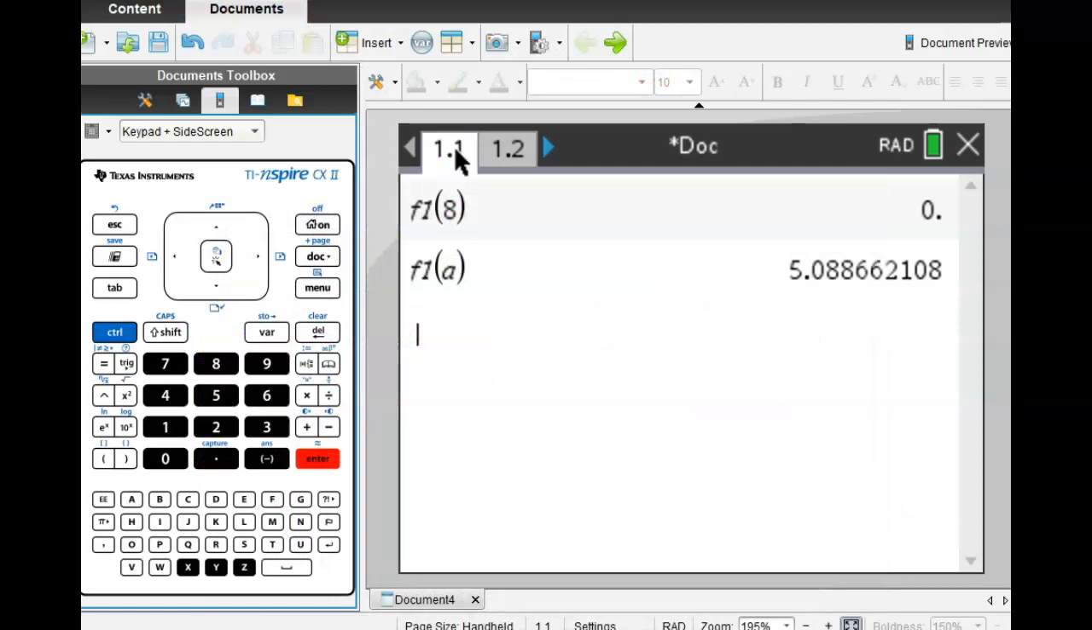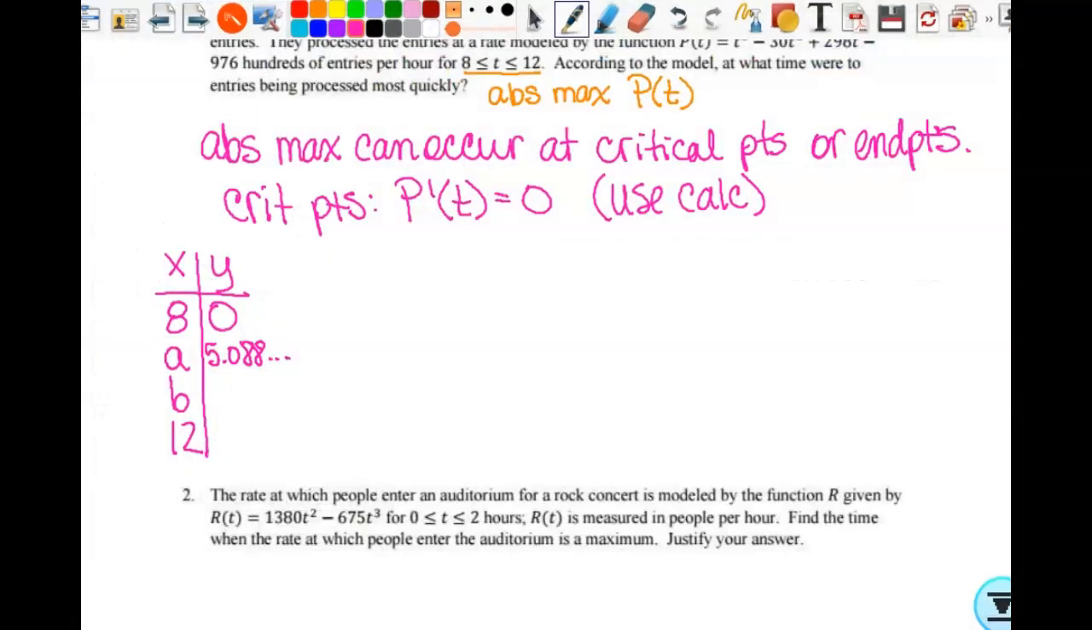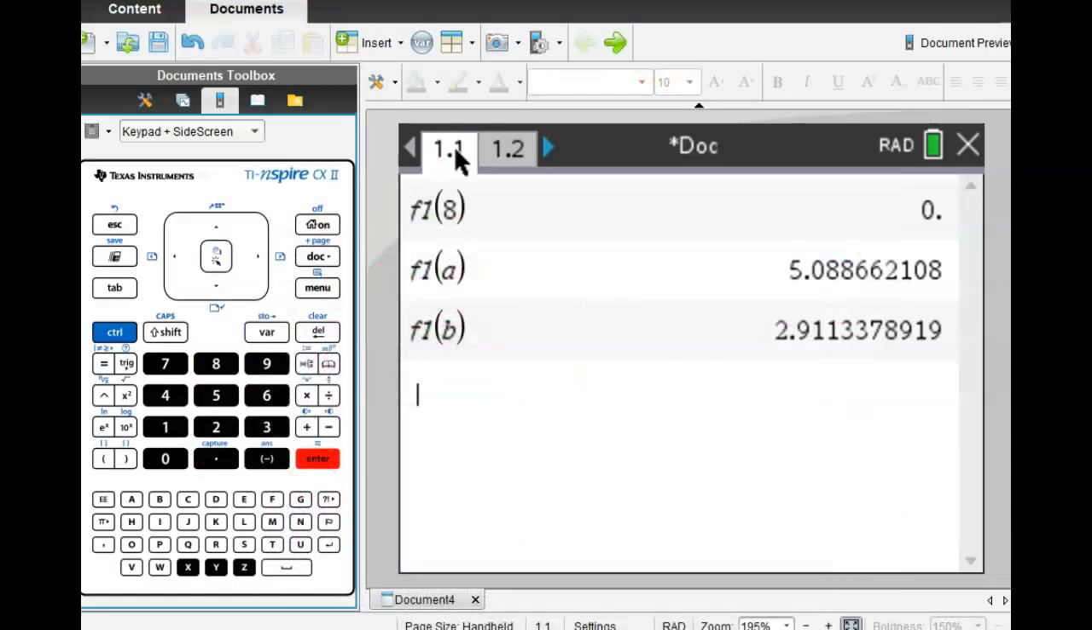So then we do F1 of B. F1 of B is 2.911. And then F1 of 12, then we get 8.